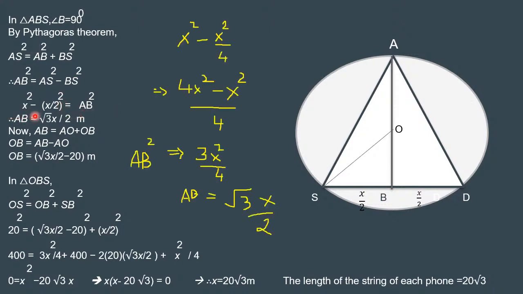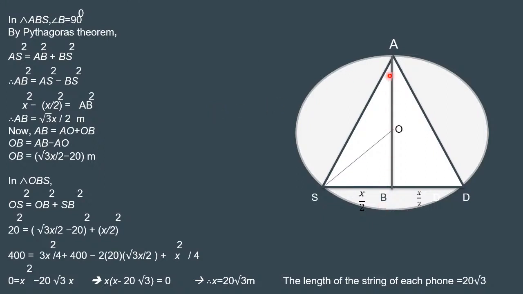Now x square minus (x by 2) whole square. So (x by 2) whole square will be x square by 4. So AB square is equal to x square minus x square by 4. Now take LCM. You will get (4x square minus x square) by 4. Now 4x square minus x square is 3x square. So AB square is equal to 3x square by 4. AB will be under root 3, under root x square is x and under root 4 is 2. So AB is equal to under root 3 x by 2 meters.